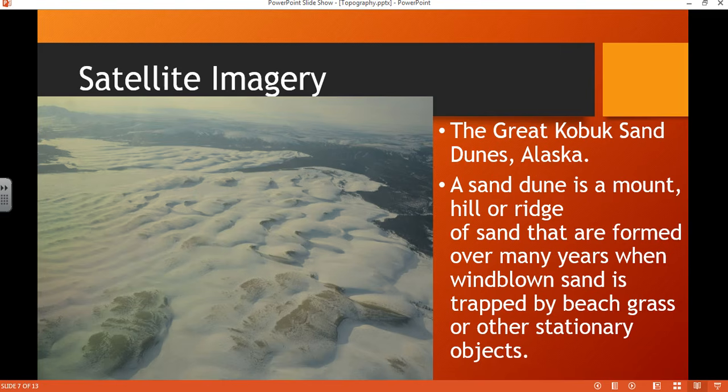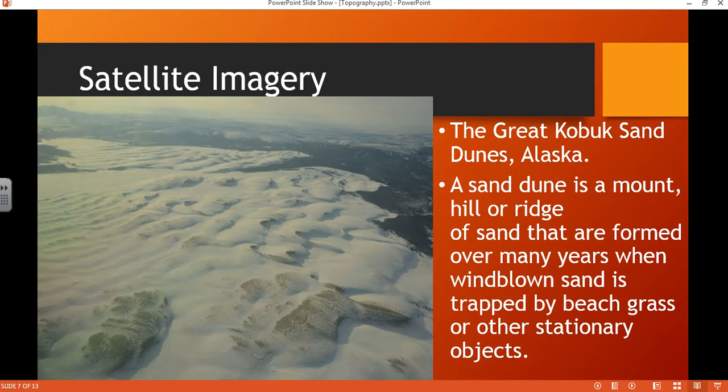This is a satellite image of some sand dunes. Now, when we think about sand dunes, we think about the beach, and there are lots of sand dunes in warm areas, but you might not be aware that there are sand dunes in cold polar regions as well. This is a satellite image of the Great Kobuk sand dunes, which can be found in Alaska.